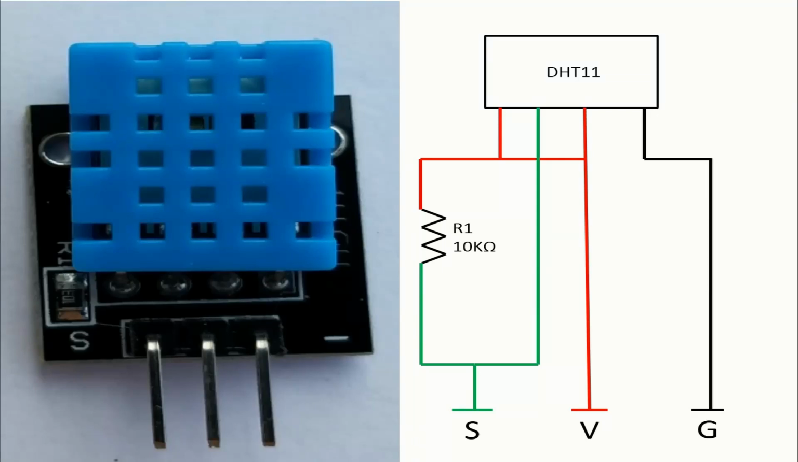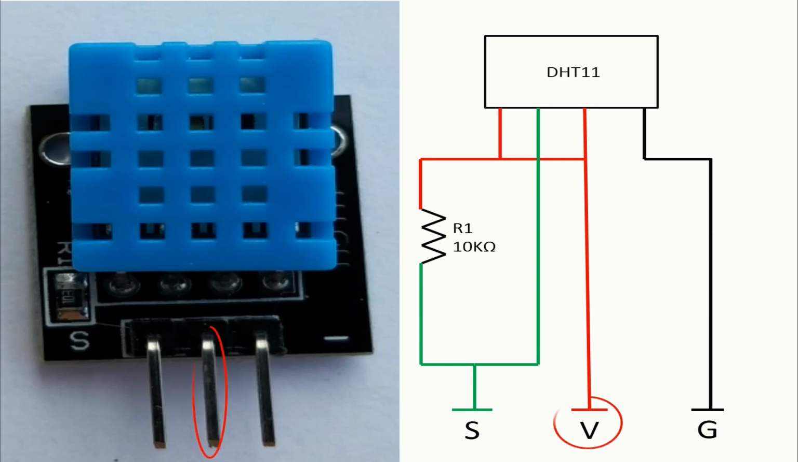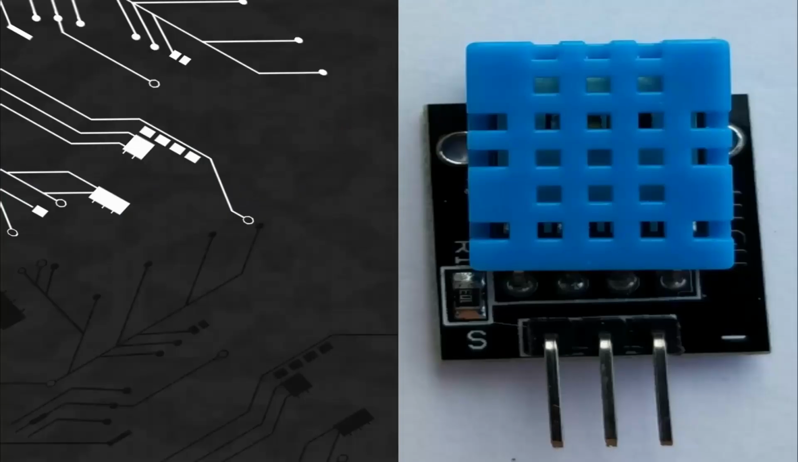So let's talk about the pins. The pins in this module are three. We have the ground pin with a minus sign, the voltage pin is in the middle, and of course we have the pin of the signal with an S sign.